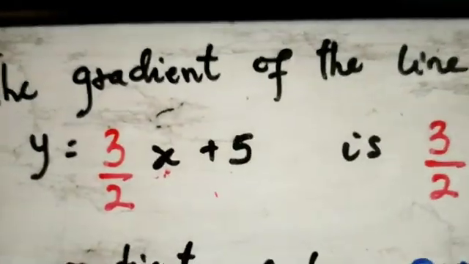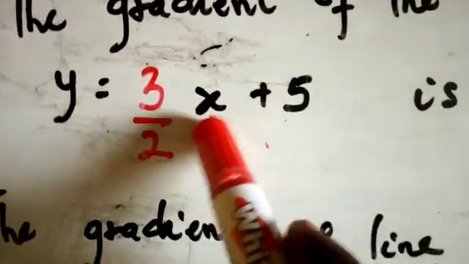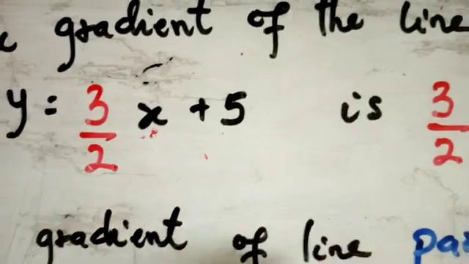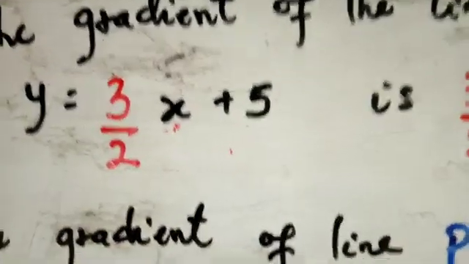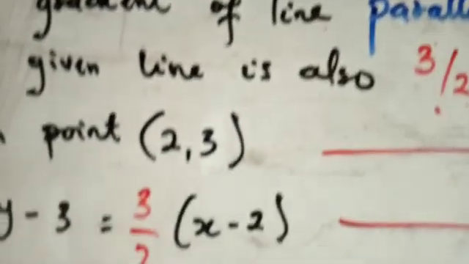So the key here is that when they say the equation is parallel to something that you are looking for, it means that the gradient, and the gradient is the guy that is attached to the x here, right, are the same. So parallel lines have the same gradient here. Okay, now look at this next question here.